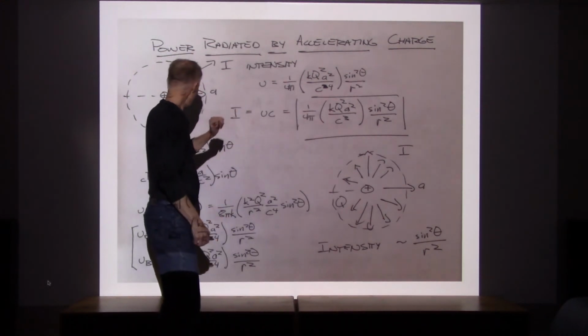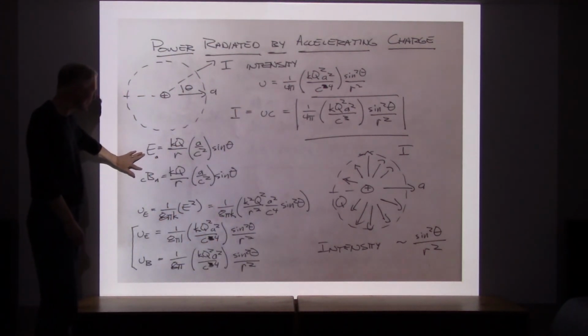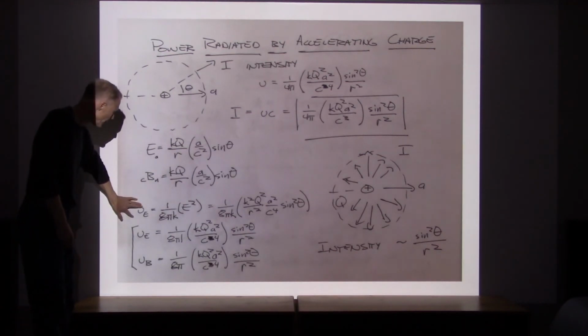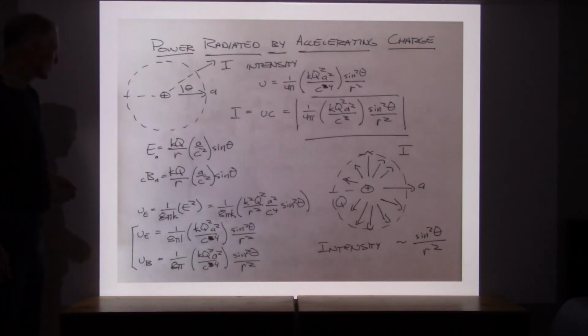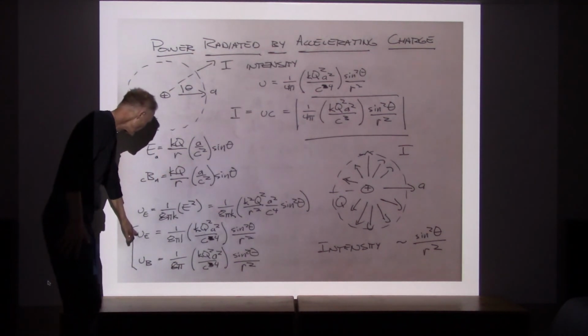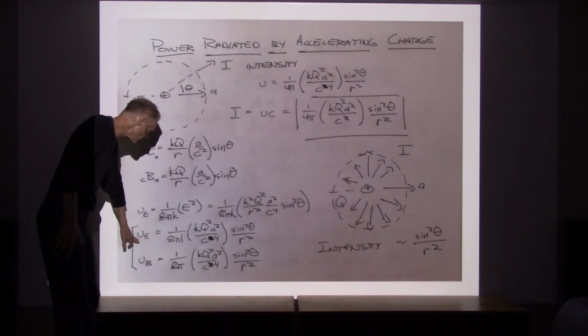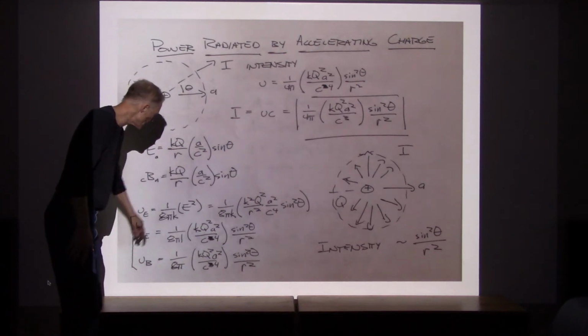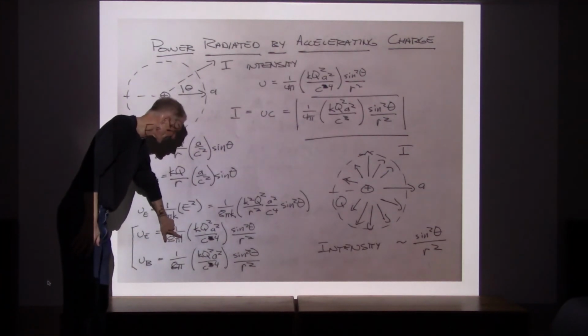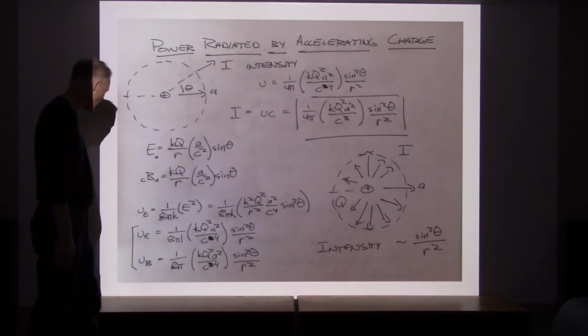Now I can take those field equations and from those solve for energy density equations. I'm just using the formulas that we had introduced. Here is the energy density for the electric field components. Here is the energy density for the magnetic field components. Here is a spurious line. I don't know what that's doing. You can cross that out.